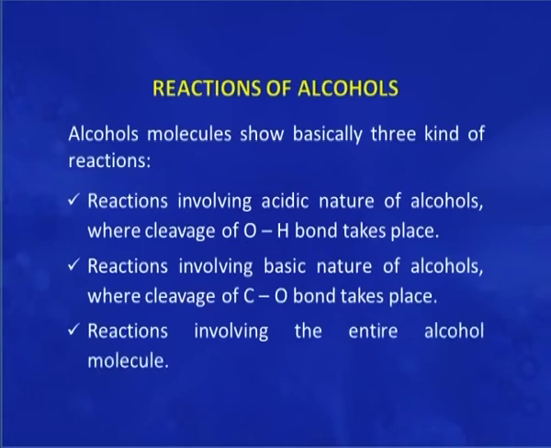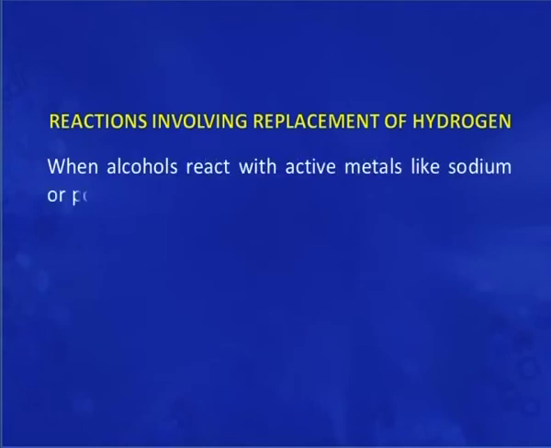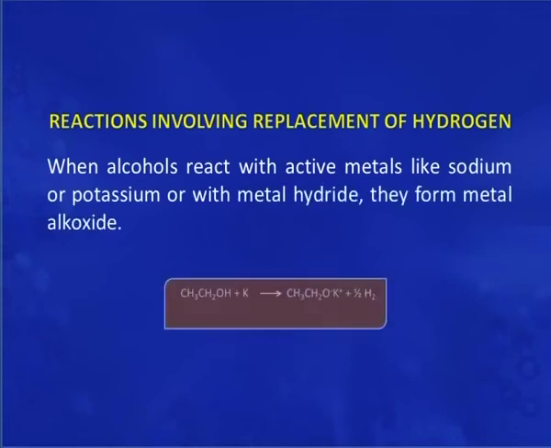Here we will discuss some oxidation reactions shown by alcohols. Now the reactions involving replacement of hydrogen, or reactions where alcohols act as acids. When alcohol reacts with active metals like sodium or potassium, or with metal hydride, they form metal alkoxide.